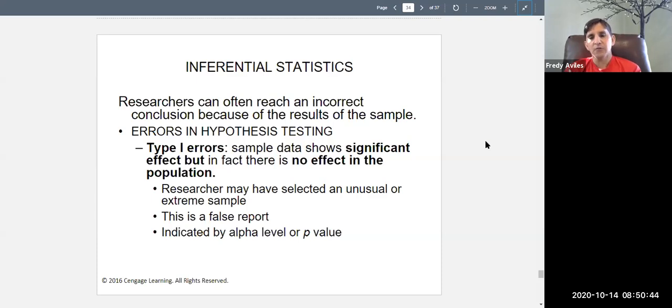It's indicated by the alpha level or the p-value. So yeah, the p-value can tell you that the difference is real, but it can still be a false report if you didn't do the study right, if it's a biased sample, for instance, or the test is biased or something like that. Okay, so I don't want to confuse you guys. Type 1 error simply means that you found a significant effect in your sample. You found a real difference, but there is no such difference in the population. That's a type 1 error.